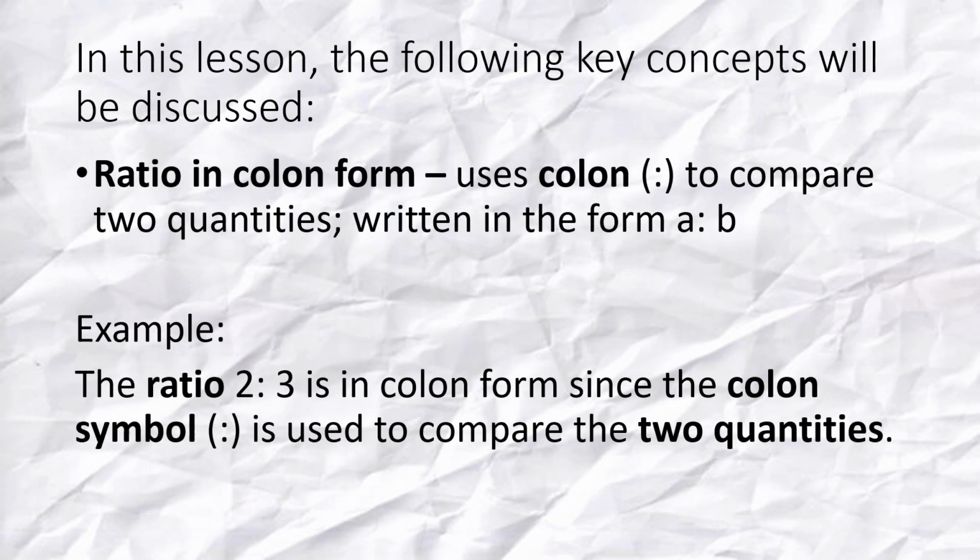Next, ratio in colon form. In the ratio that is written in colon form, you will see the symbol colon, which separates the two terms. It is used to compare two quantities, and they are written in the form A is to B, where A and B are the quantities that are being compared. For example, the ratio 2:3 is in colon form since the colon symbol is used to compare the two quantities, which are the number 2 and the number 3.